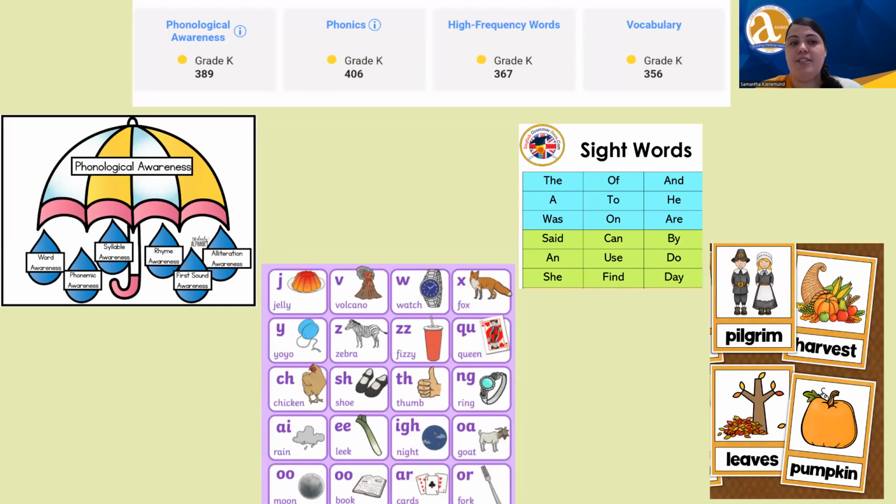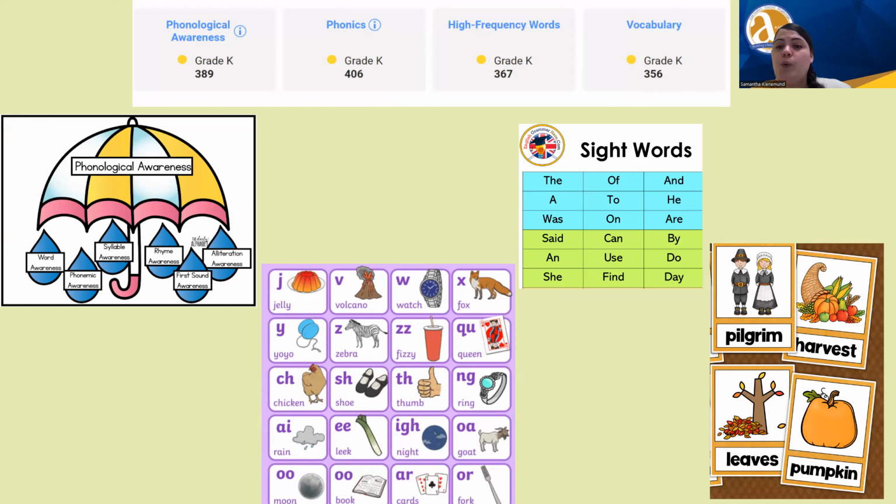The first 4 domains are phonological awareness, phonics, high frequency words, and vocabulary. Now, phonics is being able to connect a print letter to a sound. So being able to see a print letter and make that sound. This helps with decoding when it's time for reading. And phonological awareness is the manipulation of these sounds to make words, to make rhymes, to make alliteration.